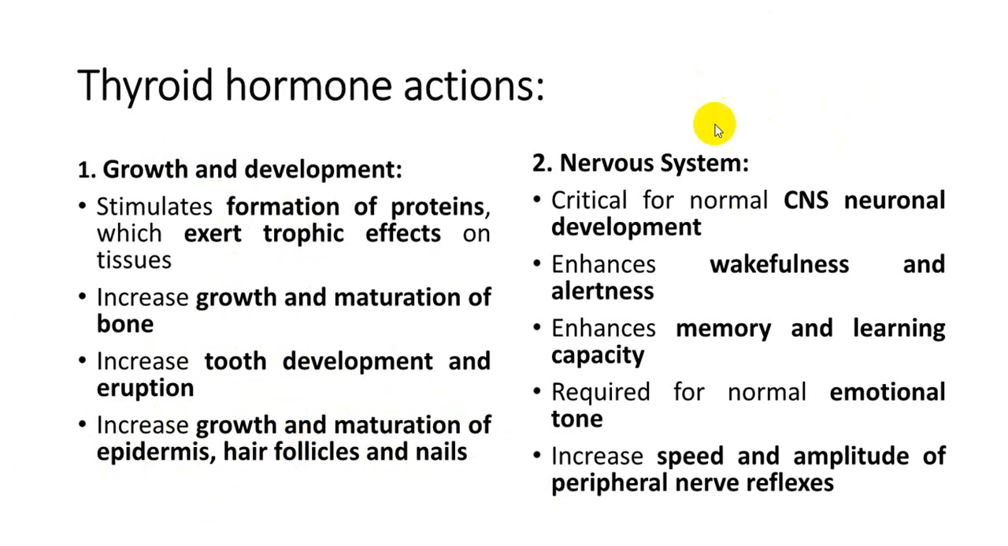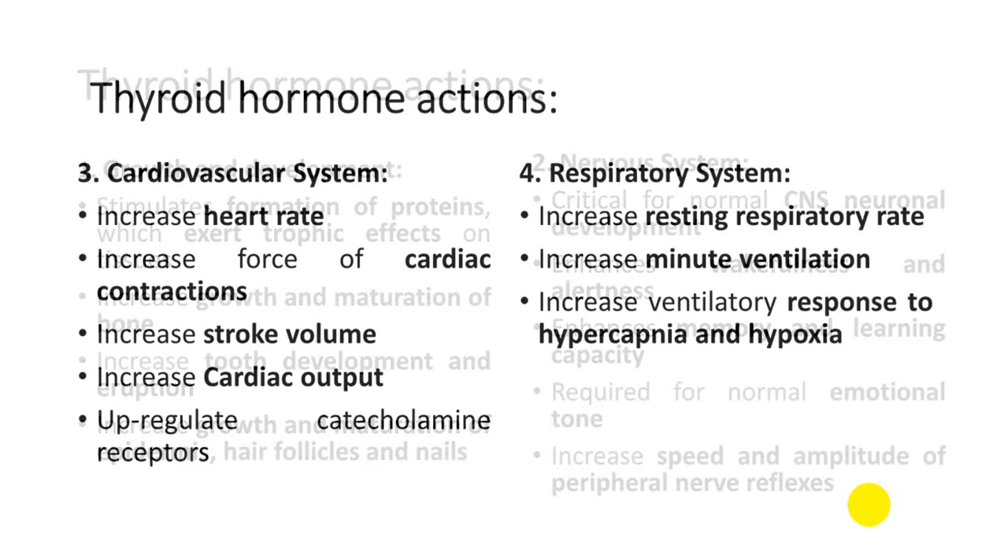As far as the central nervous system is concerned, it is critical for normal neuronal development. It enhances wakefulness and alertness. It increases memory and learning capacity. It is also required for normal emotional tone, and it increases the speed and amplitude of peripheral nervous reflexes. But in excess, it can produce hyperreflexia. In lack of thyroid hormone, say in hypothyroidism, it will decrease the tendon reflex, so there will be a delayed tendon reflex.